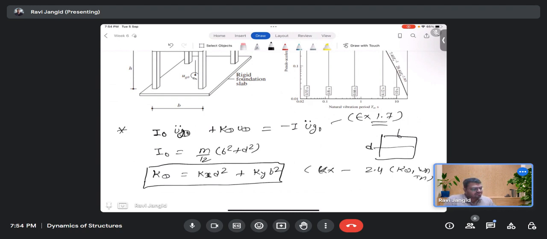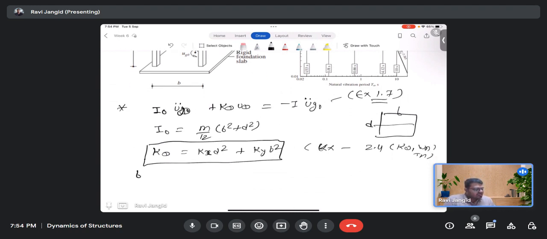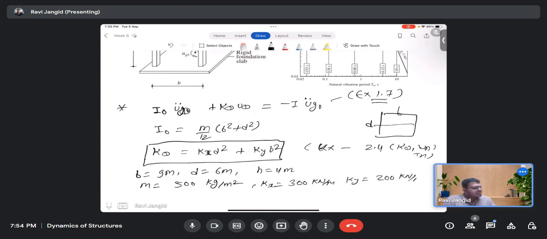Okay, so now we have given b is equal to 9 meter, D is equal to 6 meter, H is equal to 4 meter. Mass is given as 500 kilogram per meter square. Kx is given as 300 kilonewton per meter. Ky is given as 200 kilonewton per meter.